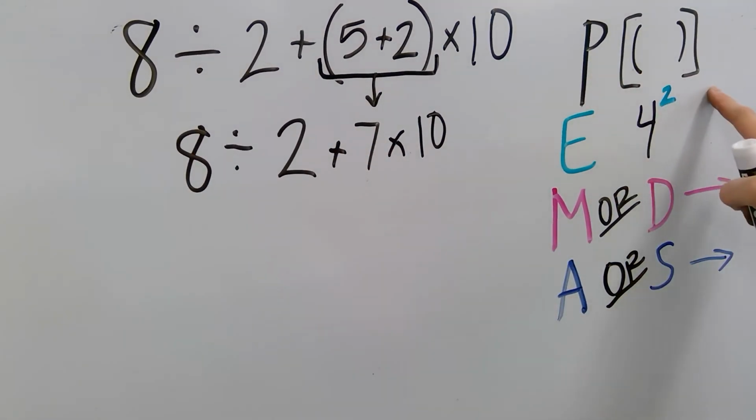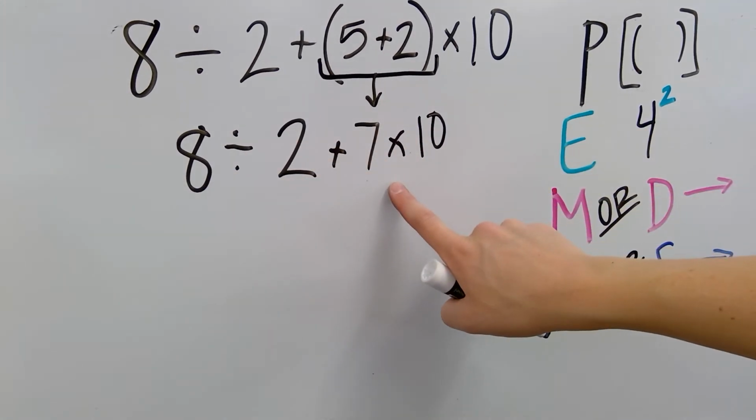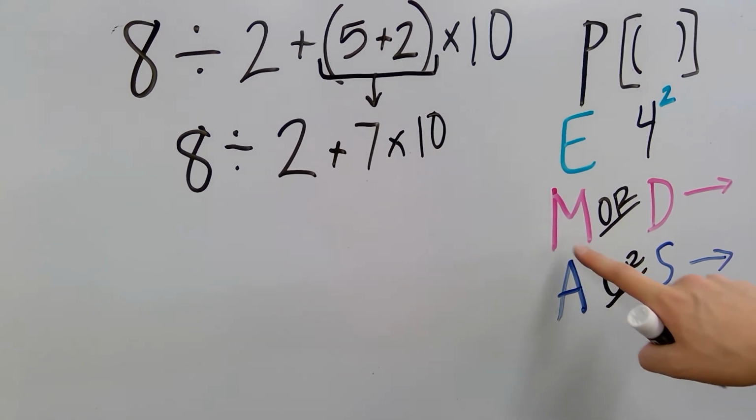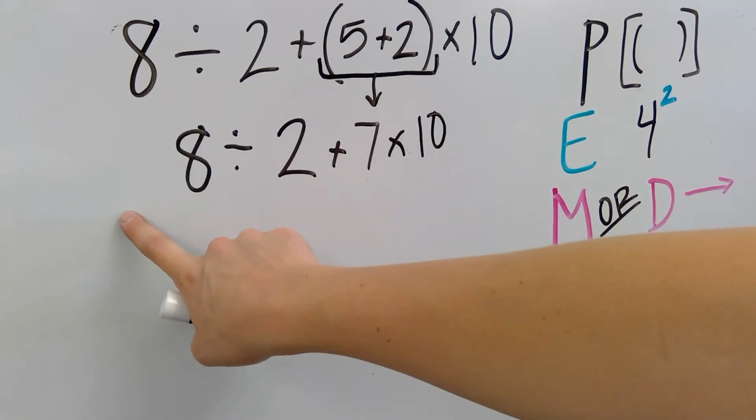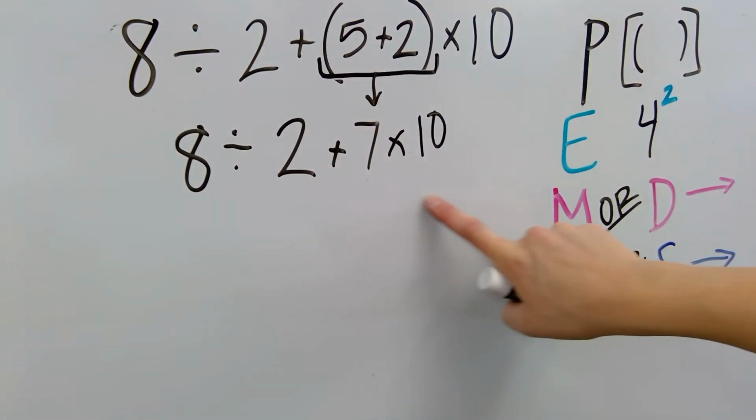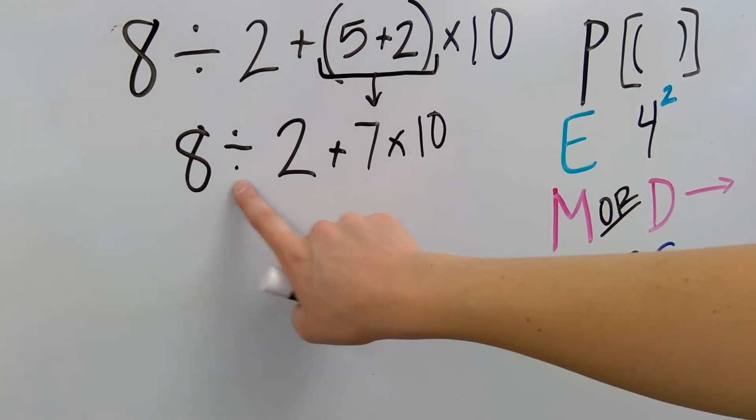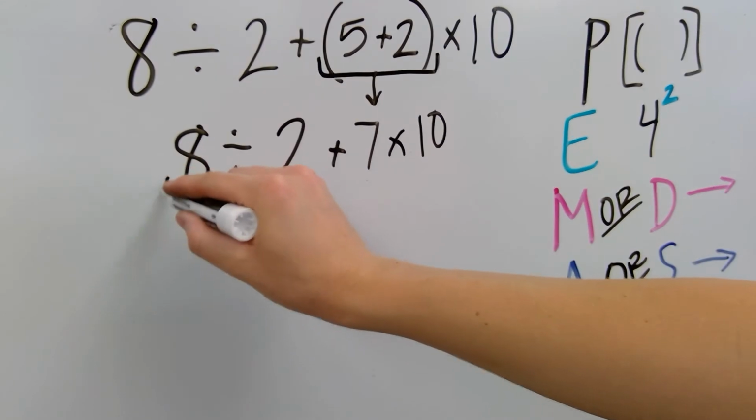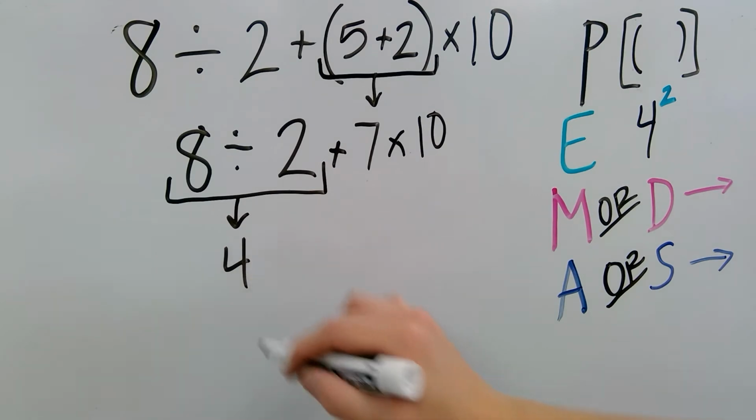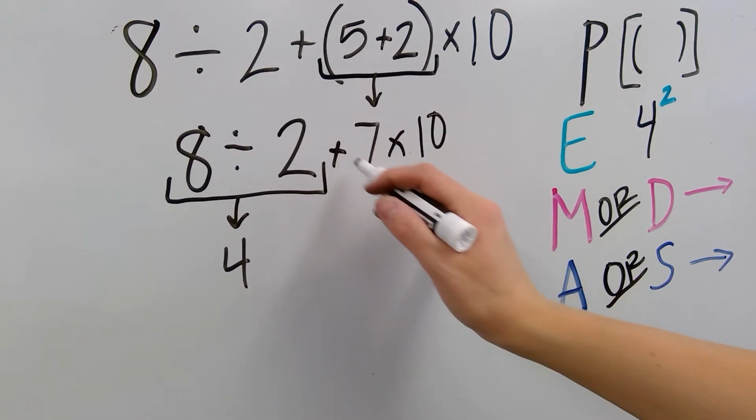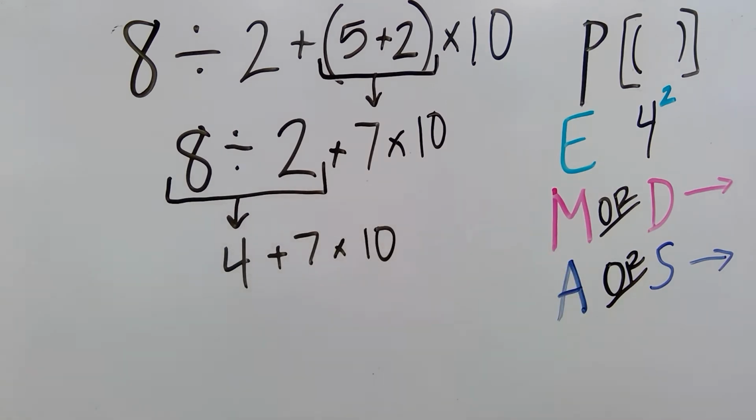Now I've finished my parentheses, I move on to my exponents. I don't see any exponents in this problem, so I'm just going to move on to my multiplying or dividing, whichever comes first when we go from the left to the right. So I need to start on the left side of my problem and go this way, and I have a dividing problem here and a multiplication problem here. But because the dividing problem comes first when I go from the left to the right, that's what I do first. 8 divided by 2 is 4. Now I have to rewrite everything else that I haven't used. So I still have a plus 7 times 10.